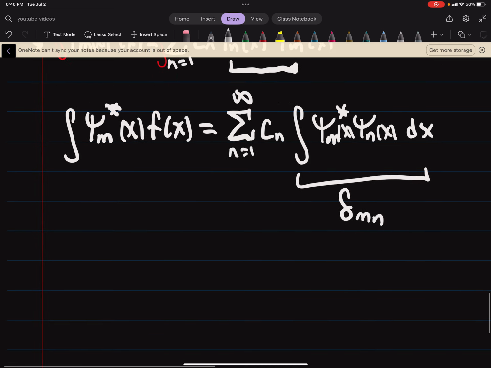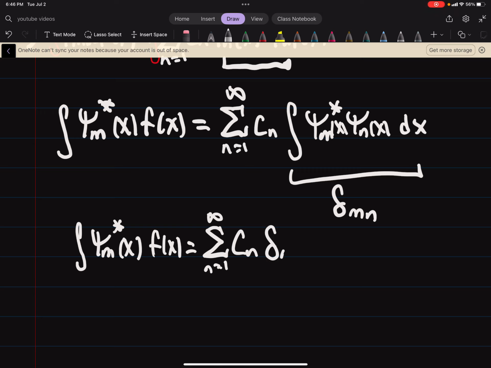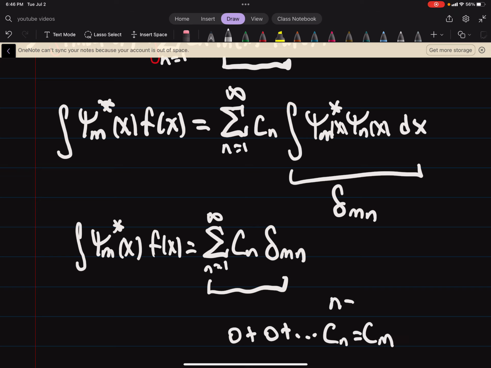Okay? So then this integral of one of our states times any function is equal to the summation from n equals 1 to infinity of c sub n, the Kronecker delta. So we're summing over all these different terms, but remember the Kronecker delta is 0 everywhere. So you're basically adding a whole bunch of zeros except for one term, c sub n, which is the same thing as c sub m, because n equals m, that's where our Kronecker delta equals 1.